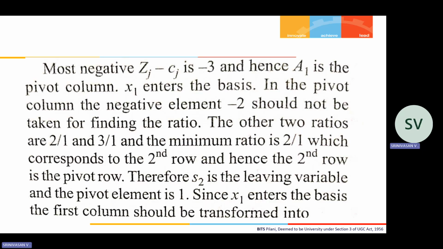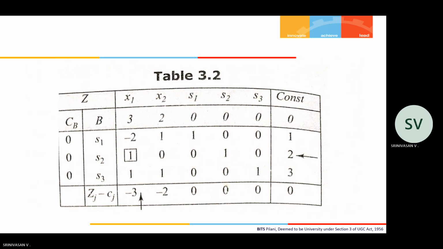So whatever I have explained here is now written. You can just go through it now. The most negative Zj minus Cj is minus 3, and hence A1, the first column, is the pivot column. X1 enters the basis. That is very important. What will happen in the next table we will be writing. So this is the pivot column, so definitely there is going to be a change.